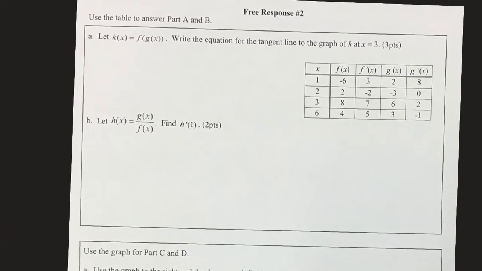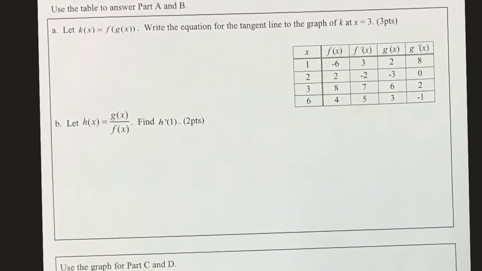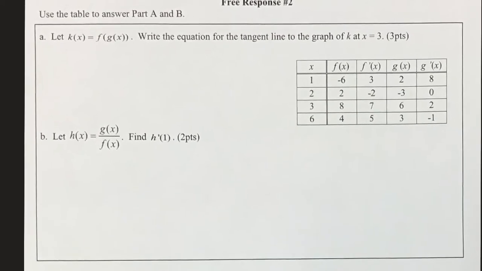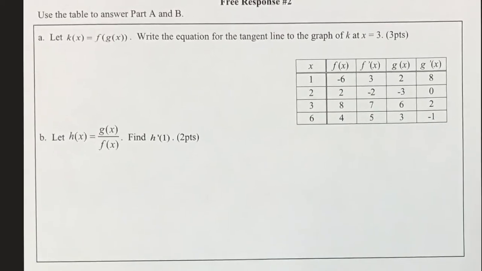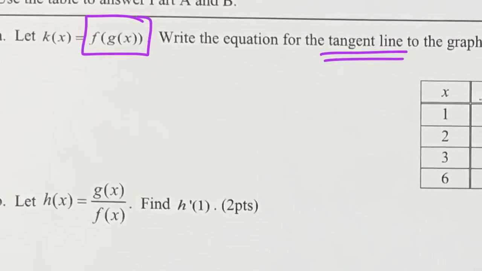Okay, this one we have some tables and a graph, because in AP Calculus they want to give you all kinds of different ways of expressing your values. Okay, but this one just looks like it's some derivatives, so there's not a whole heck of a lot to do as long as you know how to take the derivative of different things using all the rules. So let's see what we have here. Okay, k is f of g of x. So this is once again a composition of functions. Write the equation for the tangent line for k at x equals 3. Okay, which means we have to take the derivative.